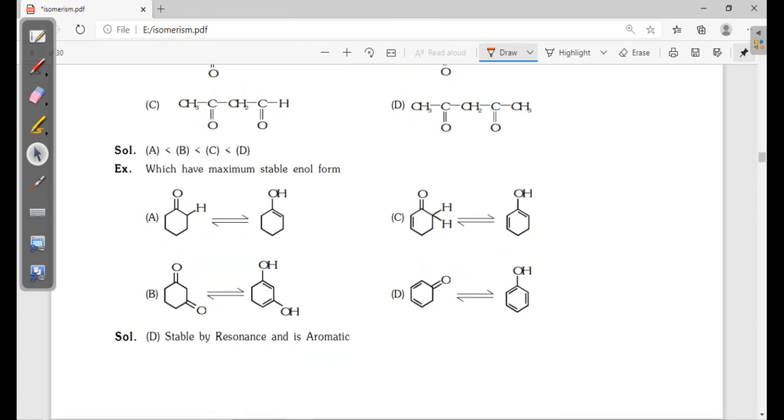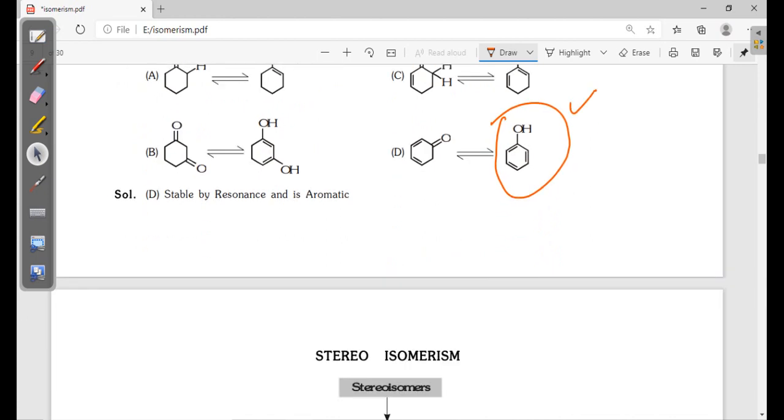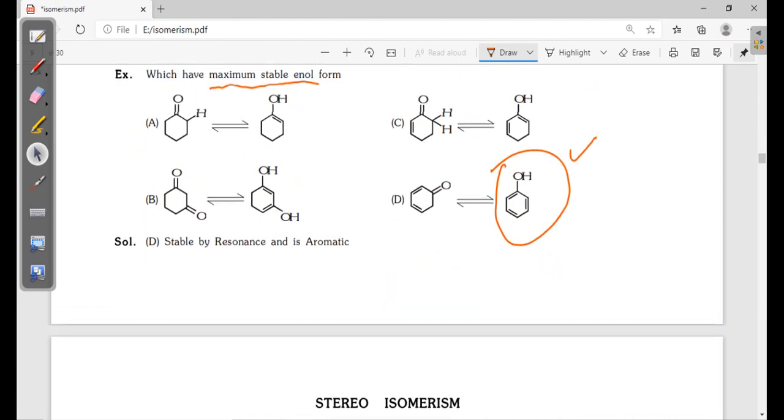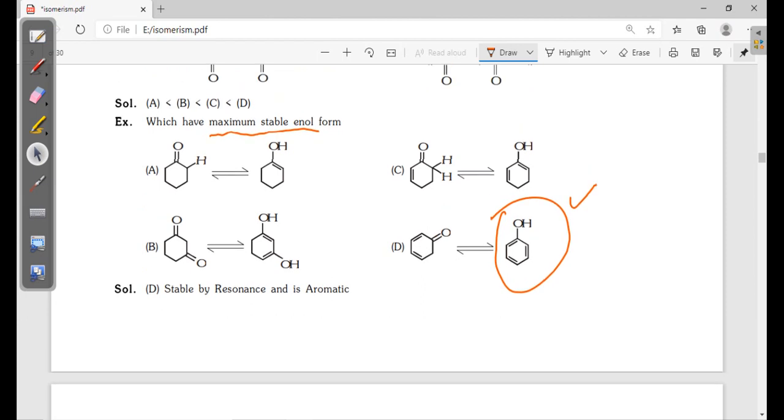Next, which has the maximum stable enol form? Maximum stable enol form means, after forming, if an aromatic compound is there or a hydrogen bond is there, in that case those will be stable. Here, if you see, all these are aromatic compounds. Stereoisomerism we can discuss in the next class. So regarding structural isomerism, this is the topic. Bye.